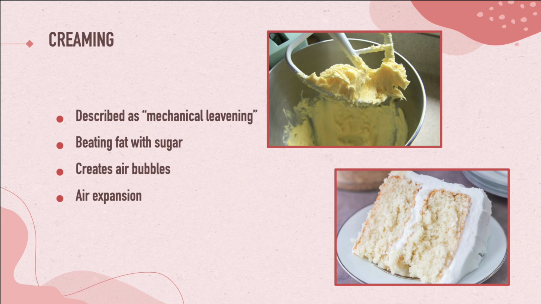The jagged nature of the sugar crystals cut into the fat, creating small air pockets throughout the mixture. The air trapped in these pockets expands when the mixture is heated and filled with steam from the liquid ingredients in the batter. In turn, this creates a cake with an extremely soft and airy texture.